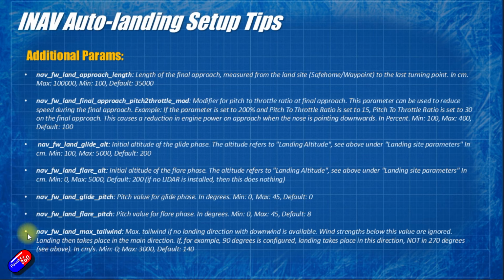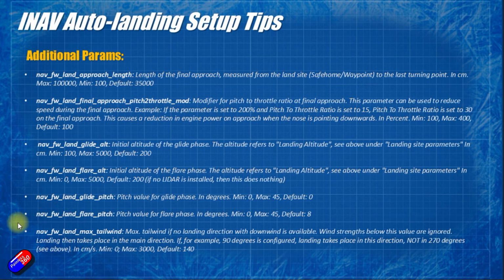Last one is one about tailwind. Nav fixed wing land max tailwind. This is the maximum tailwind if no landing direction with downwind is available. So the wind strengths below this value are ignored. So if you're going to be flying in windy stuff, it's probably worthwhile having a look at that.